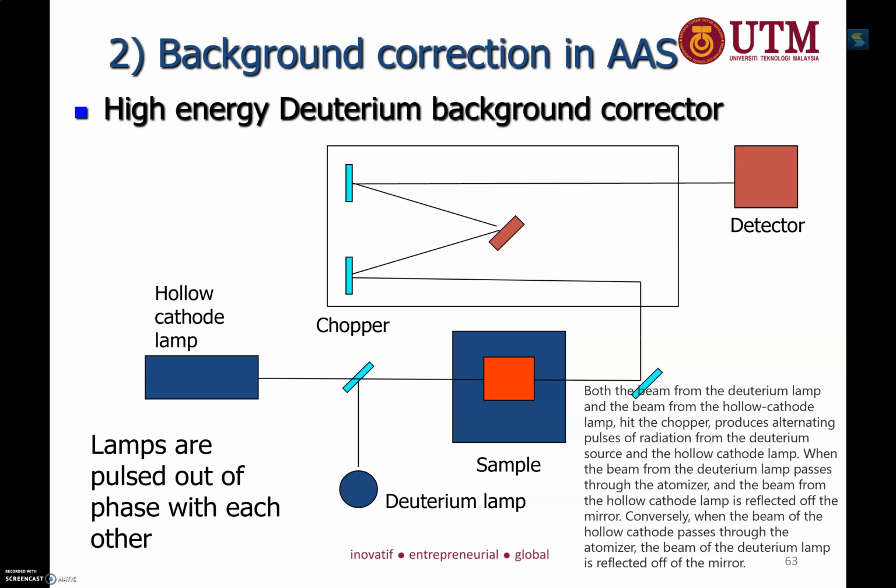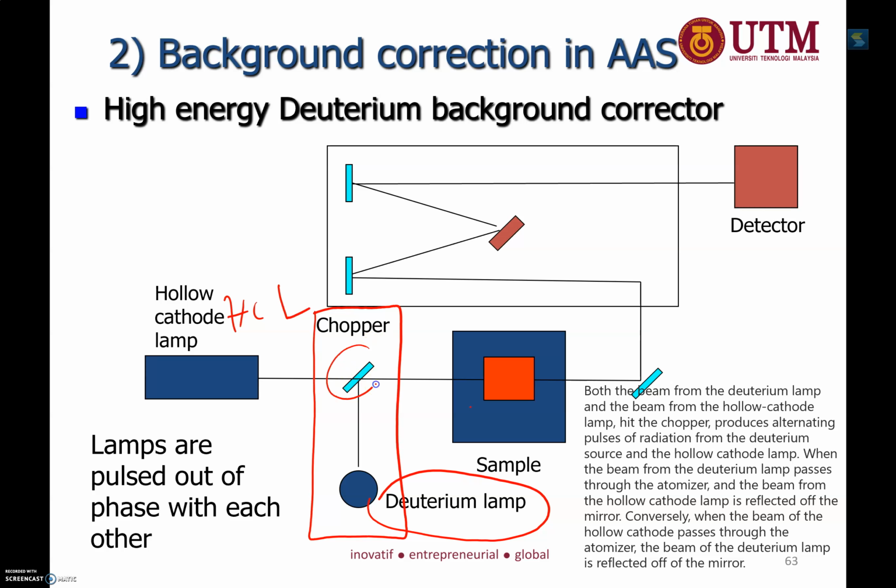Remember, in UV-visible spectroscopy, we use a D2 lamp to produce the radiation for UV. It is the same deuterium lamp once again. But how will the D2 lamp help to correct the background? So this is the normal HCL in AAS, and then we have the sample, and then the same monochromator, and then the detector.